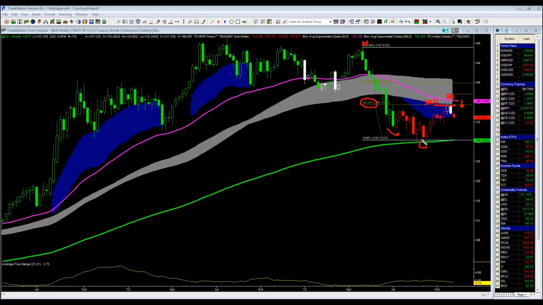Now take a look over here at these lows. This is a 200 exponential moving average off of a weekly chart. Remember, this is a weekly chart, 200 exponential moving average. That's a support zone. You would expect a bounce from that level.